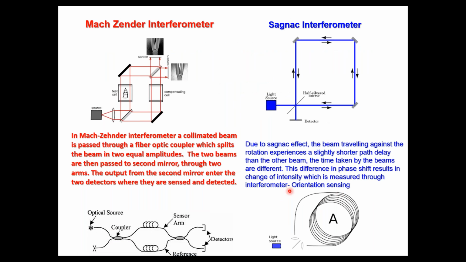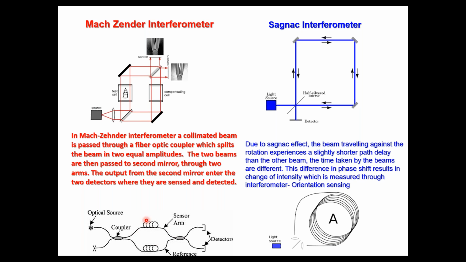And one broad classification of optical fiber sensors is something like a Mach-Zehnder interferometer and a Sagnac interferometer. In a Mach-Zehnder interferometer, a collimated beam is passed through a fiber optic coupler, which splits the beam into two equal amplitudes. This is a coupler and this is a source, and it splits the beam into two equal amplitudes.